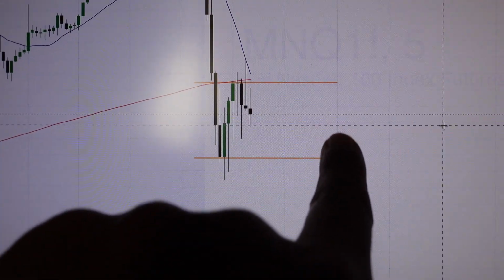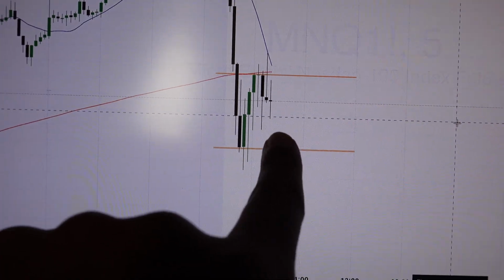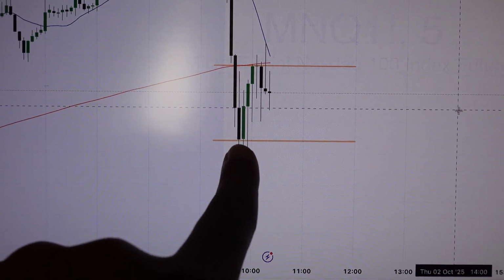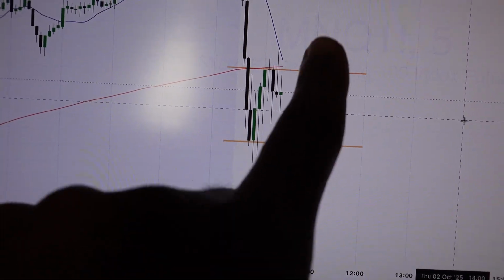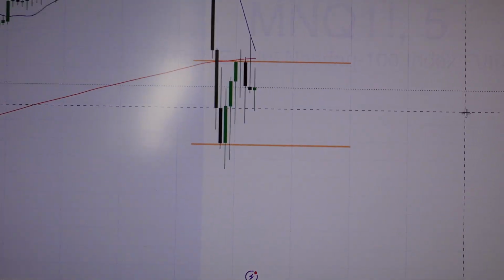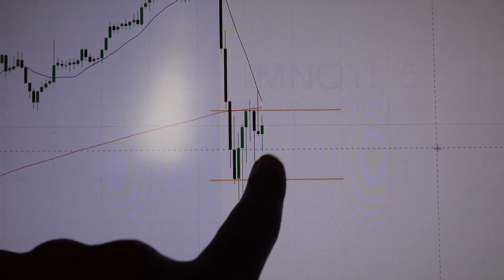And with most strategies, if you get caught up in this range, you're done. You're cooked. That's if you trade the actual support and resistance. I used to trade this, but I stopped trading support and resistance, so I know how it works.